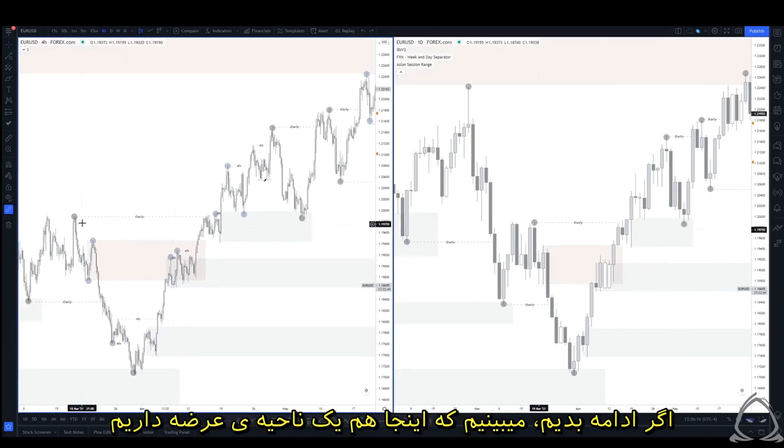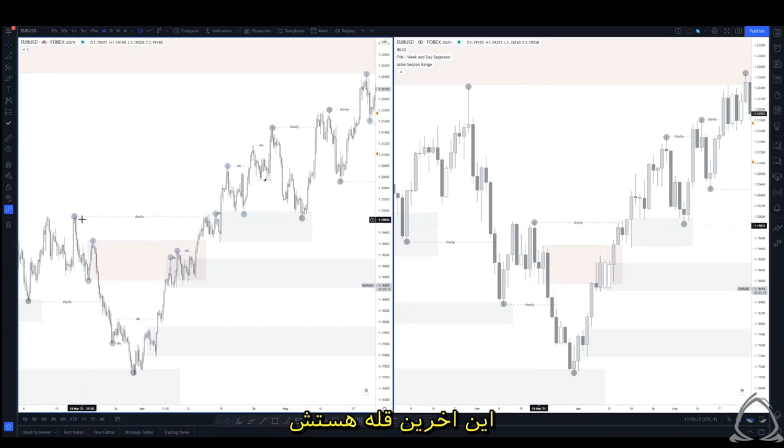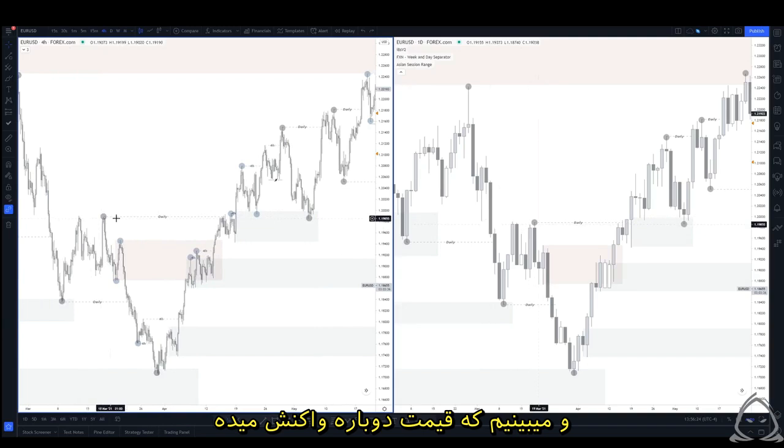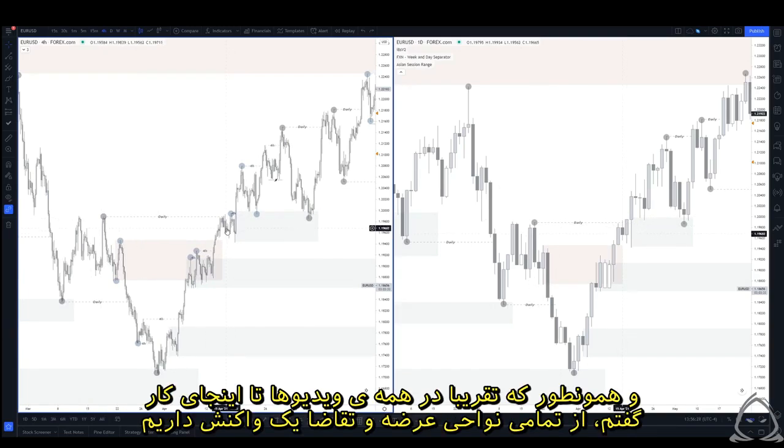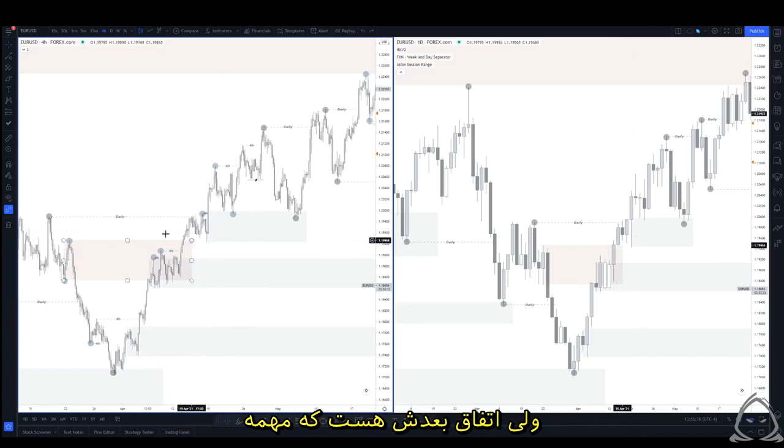And if we just continue on, we can see that we had a supply zone here as well. This is more of a fractal supply zone. This would be the pivot supply, this last extreme. And what we can see is price reacts off it once again. And as I said in pretty much every video up until this point, when it comes to supply and demand zones, we are likely going to see a reaction, but it's the follow through that's most important.